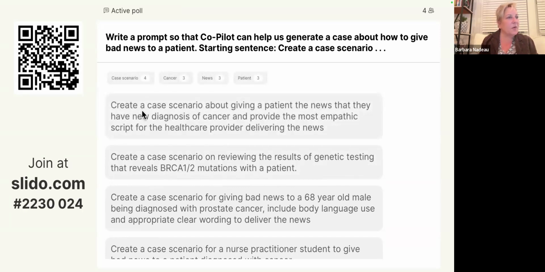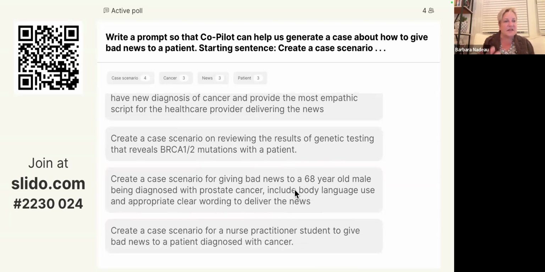Okay. So these all look great, and you all have really good information in them. They all, I believe, include a diagnosis and something else you want to do to make the story. So in this case, it's empathetic. In this case, it's the mutations. In this case, it's asking it to include the body language and clear wording. In this case, you've designated what kind of student it is, a nurse practitioner student. So those will all be really effective prompts.